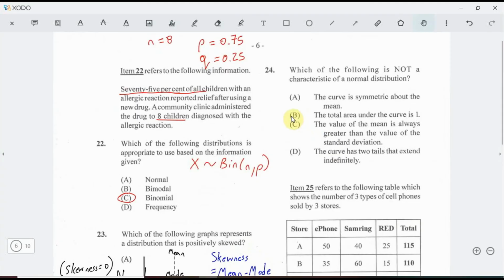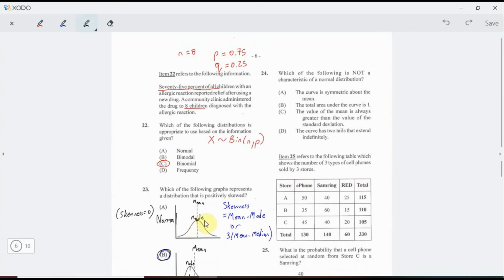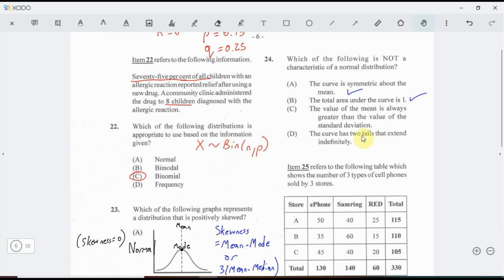Question 24 says, which of the following is not a characteristic of the normal distribution? We just looked at the normal distribution in 23. This was the normal distribution. We know it is symmetric on the left and the right since the skewness is 0. So that is true. The total area is 1. We know that is also true. It says the curve has two tails that extend indefinitely. That is true. Now, part C is the part that is false. You don't even need to know it because the next three are true.